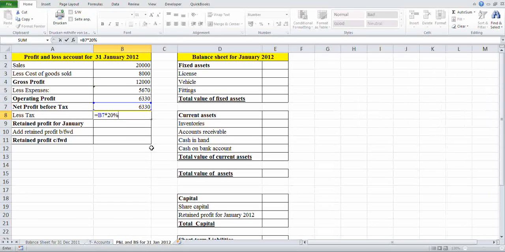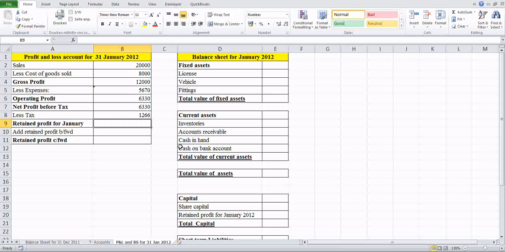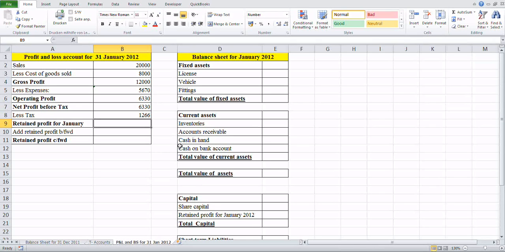I like to type the percentage in, because this then really indicates that this was based on an interest or a tax. Therefore, hit enter, and there you go, 1,266. So we are quite spot on. Now, what is the retained profit therefore for January? It would be the net profit before tax minus the tax, 5,064. Now this should look very familiar to you.